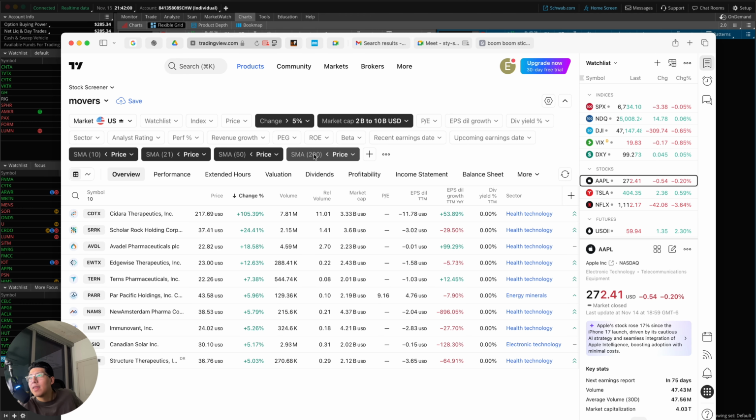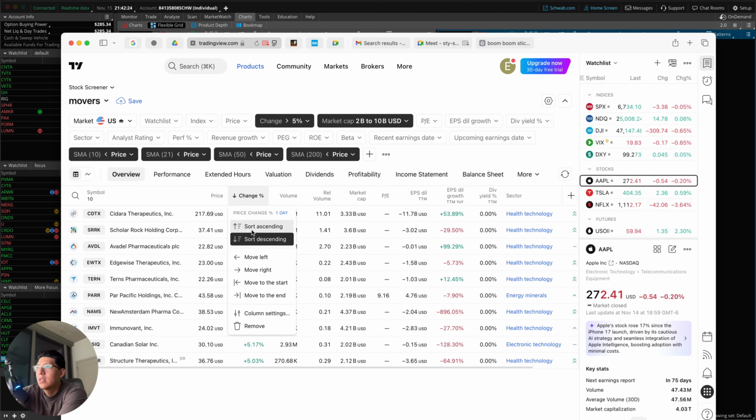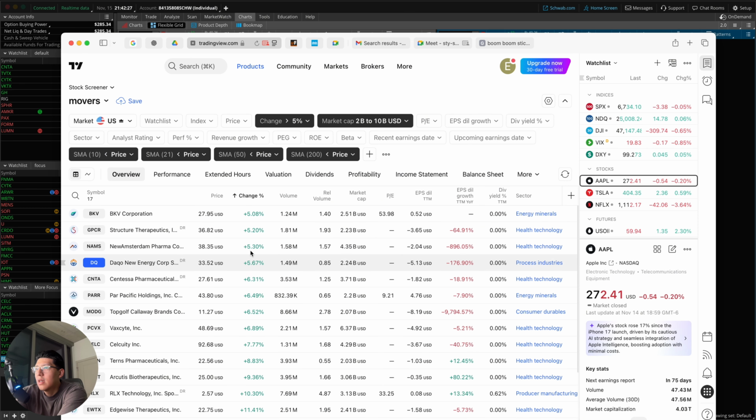Then after that, we come in with the SMAs. I want to make sure that I add the 10, 21, 50, and 200 SMA. The reason I'm telling you this is because we want every single SMA to be under the price, as you can see right here, under the price, under the price, under the price. Once you're done scanning all of this, it's going to give you a list of all of the stocks that have moved more than 5% overnight, that are above the SMAs on the daily time frame, and that are mid cap stocks.